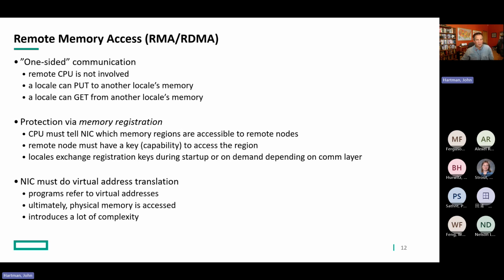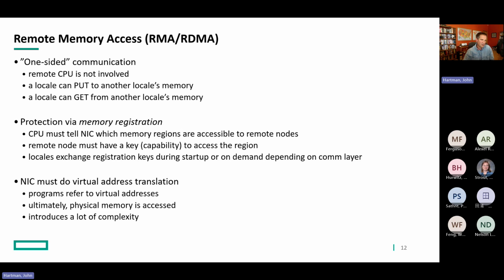And to make this a little bit more protective, the remote node also must have a key to access the region. So you can't just say, get me this memory. You have to provide a key that gives you access to that. It's basically a capability that says you have the right to access that region. So when you register memory, not only are you telling the NIC, hey, other nodes can access this, but the NIC's going to give you a key that you can give to the other nodes so that the NIC knows that they're allowed to access those regions, right? And so now we have a bit of a problem about how do we pass around these registration keys. It depends on the COM layer, but they either get exchanged during startup or on demand.